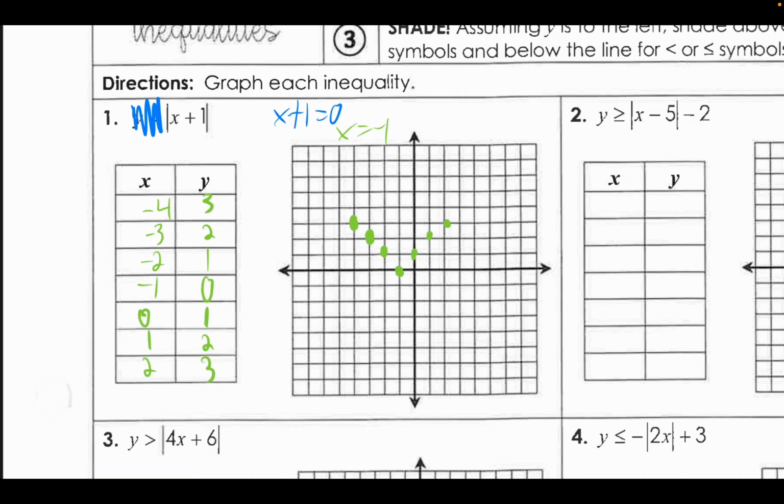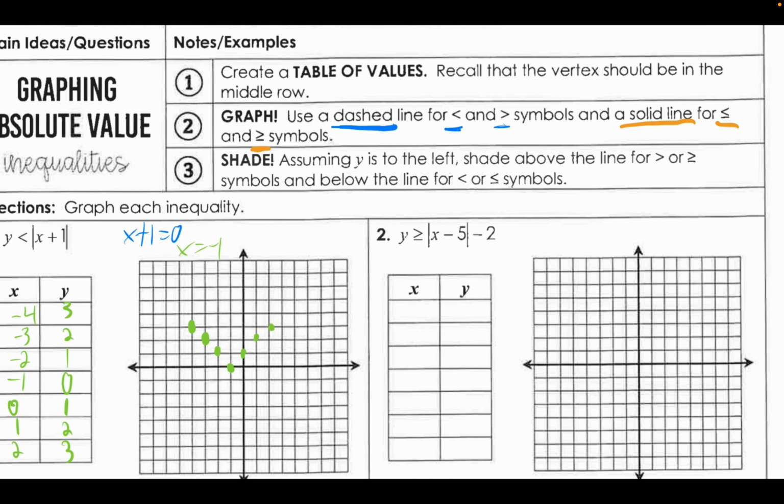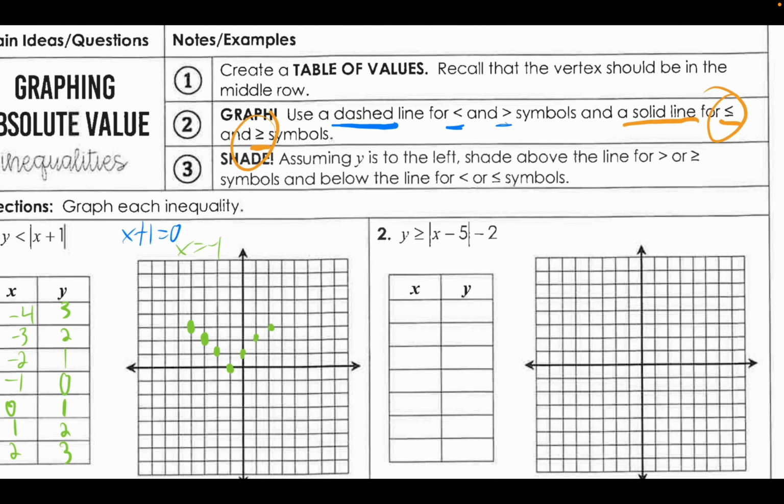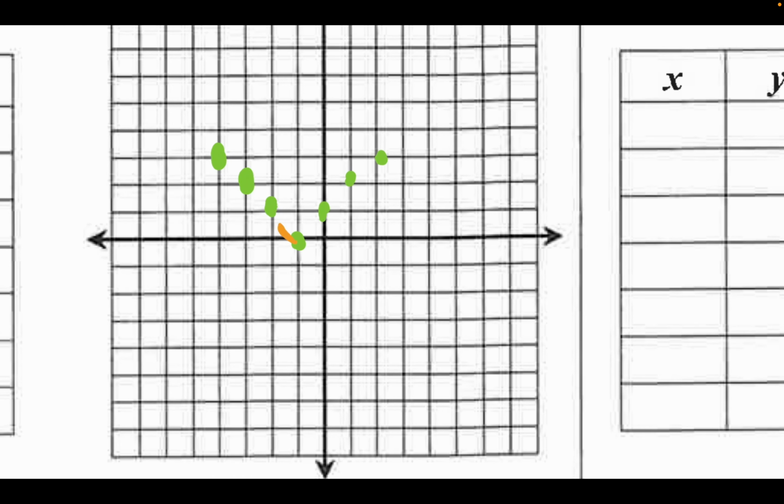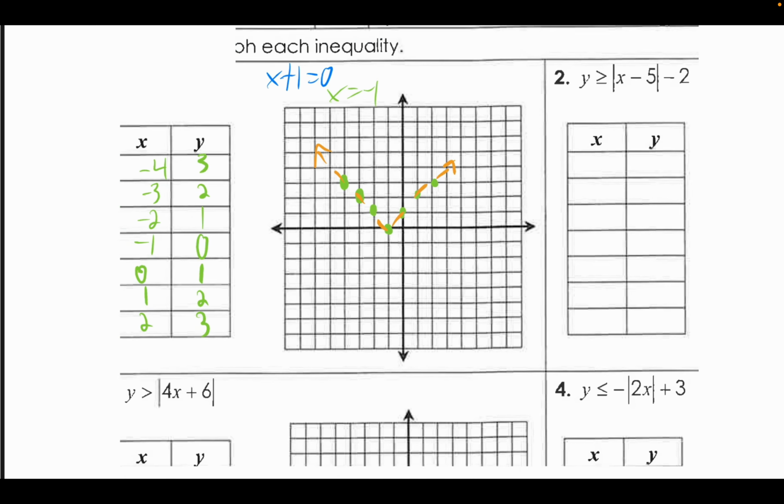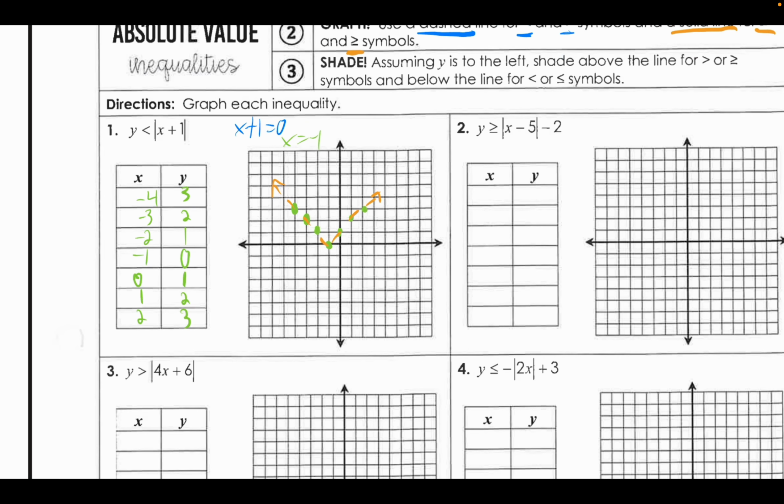Now here is where the change comes in. So I look back now at this inequality and I note, hey, that is less than. So because it is not or equal to, we do not use a solid line. Instead, since it's just a less than or a greater than symbol, we use what we call a dashed line. So as I go down here, I will use a dashed line. So that's one change that we do for inequalities versus equations.